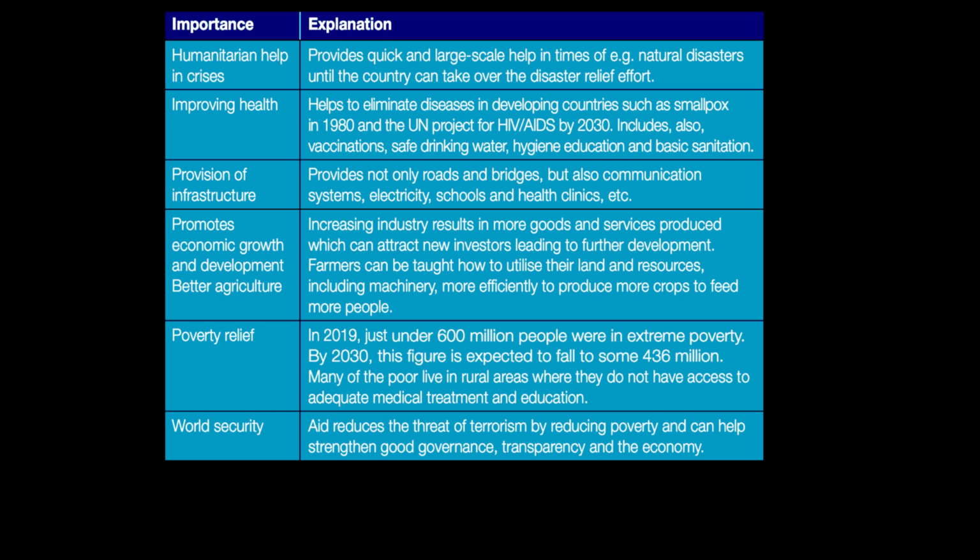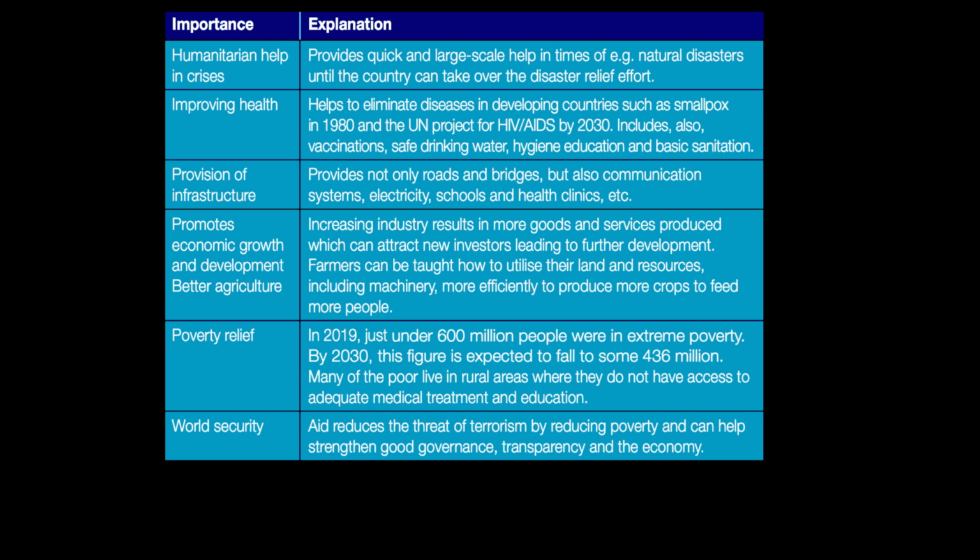Then comes poverty relief. In 2019, just under 600 million people were in extreme poverty, and by 2030, this number is expected to fall to some 436 million. And many of the poor live in rural areas where they do not have access to proper medical treatment and education. And so, when we provide these kinds of services to the poor, we can expect extreme poverty to go down.